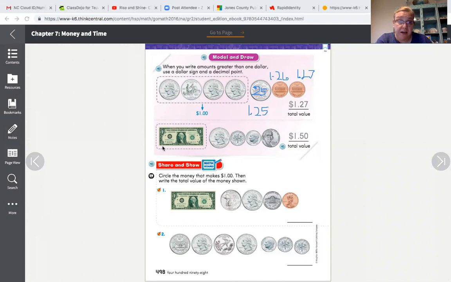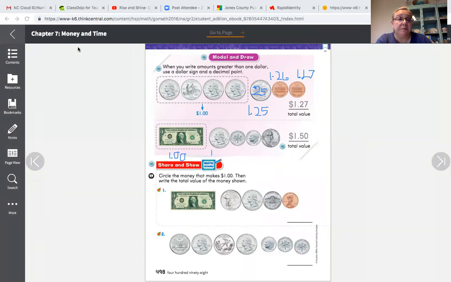Let's look down here. Here they went ahead and circled our dollar bill because that is equal to $1. Okay, now we have some additional coins. I love how they put it in highest to smallest coin amounts. So here, $1 plus 25 cents gives me $1.25.